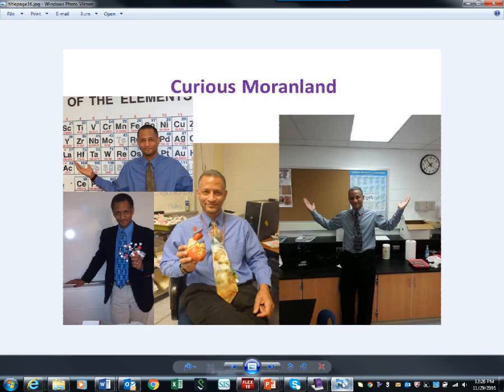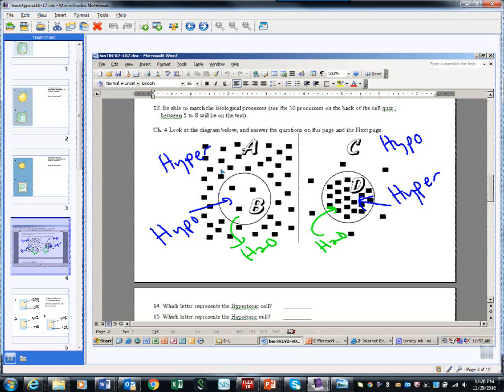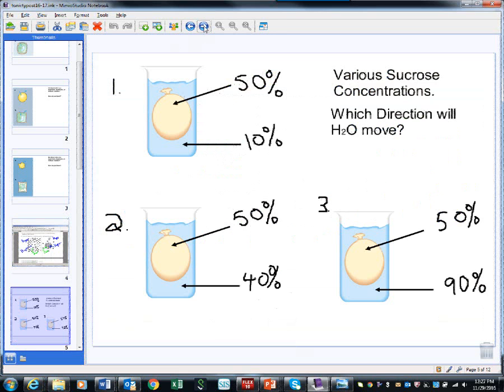Okay, so here is the scenario. We gave you these problems where we said you have a 50% solution and a 10% solution. Then you have a 50% solution and a what? 40, and then a 50% solution and a 90%.